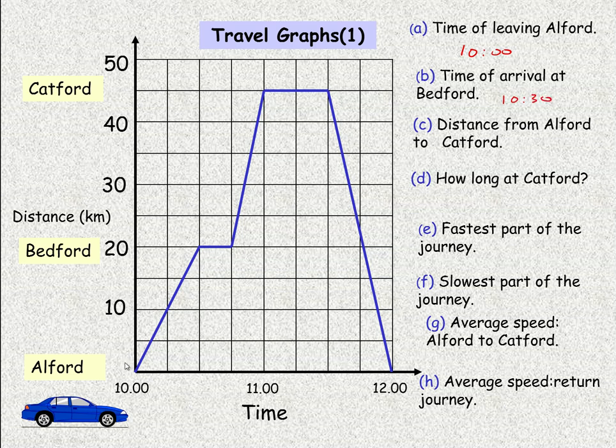Distance from Alford to Catford. Alford is here, Catford's up here, so the distance is 45 kilometers. Next question, how long did they spend at Catford? When they got to Catford, the time is 1100 hours. They stayed for 2 squares, 15 and 15, so 30 minutes. So we can say they spent 30 minutes at Catford.